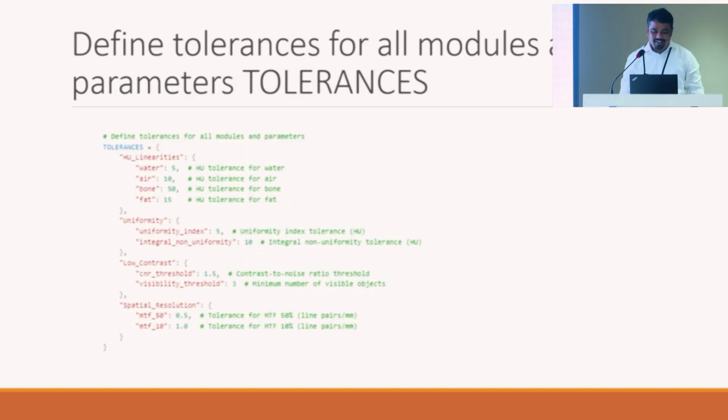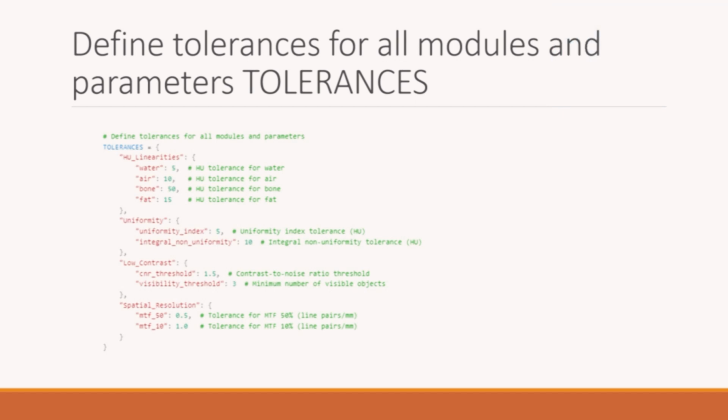Sorry for the bad quality. So what you can do is set up the tolerances for the HU linearity. Okay, I want the water to be within plus or minus 5 HU. You can set up a tolerance for everything. So whatever the baseline of the machines, you can set up the tolerance here.